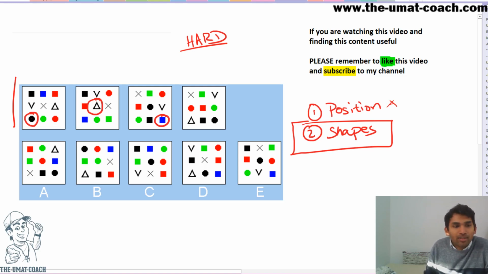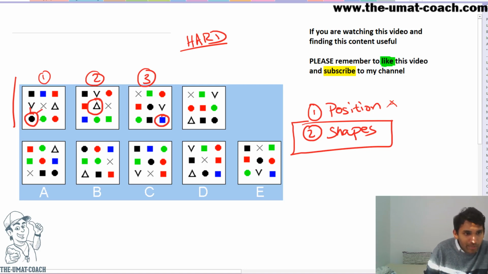We want to ask ourselves, why is it that this position in figure 1 changes? Why is it that in the second figure, the central small shape changes? And why is it in the third figure, the blue square changes? What we can do is make a quick link to see what's next to it. This is the center one, it doesn't matter.